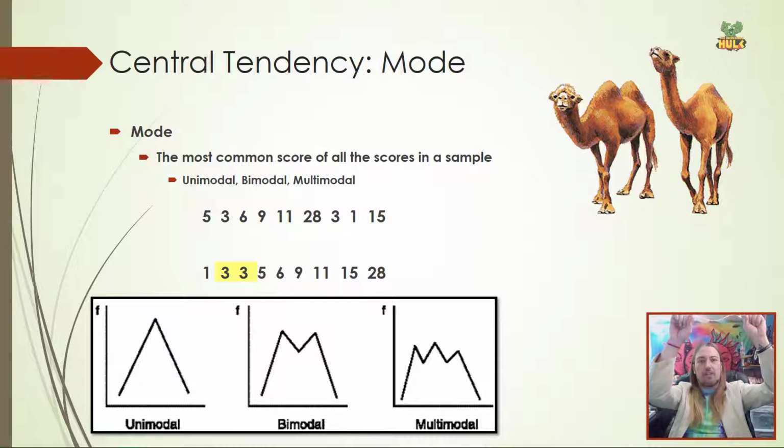The frequency is the highest for 2 scores. It can be more than that. You can have 3, 4, 5 scores, but we don't tend to call them trimodal and quadrimodal. We just sort of adopt the name multimodal at that point.